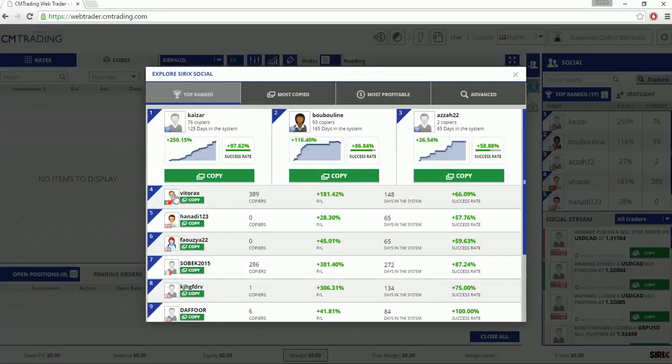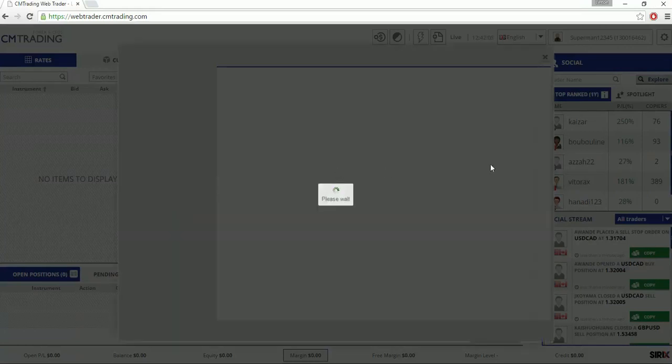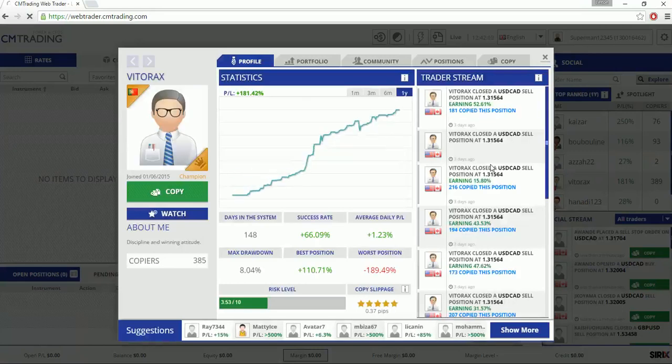So I click on his avatar, and this brings up his personal profile. So here you can see his graph straight away. It looks really, really nice, all moving in the right direction. Small little pullback there, but nothing serious. He's managed 181% return on his account in 148 days, which gives you an average of 1.23% per day. And at a success rate of nearly 7 out of 10 trades, very, very good trading indeed.